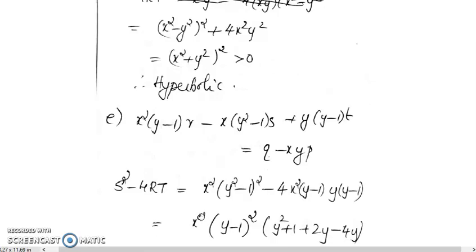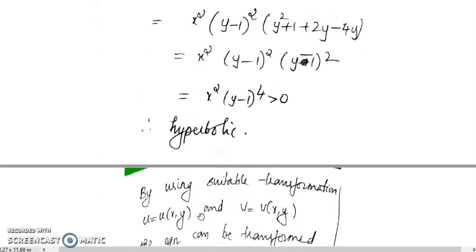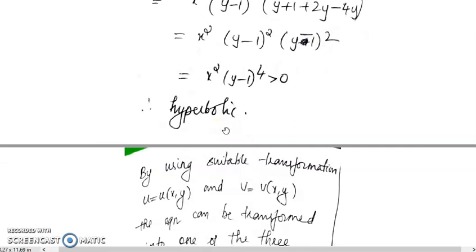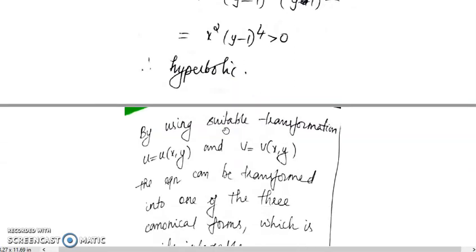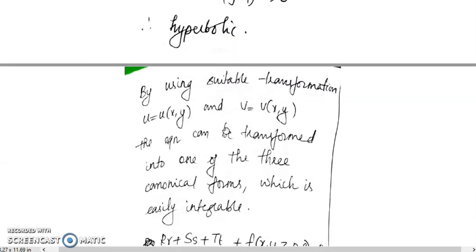Okay, those are the examples. Next we will see what is called a canonical form.